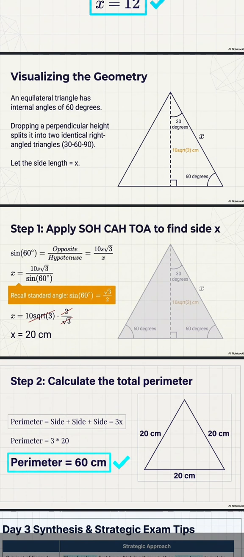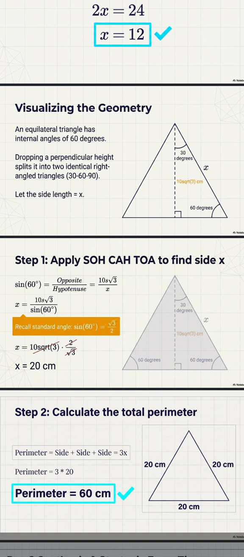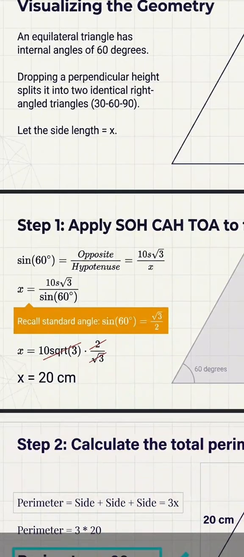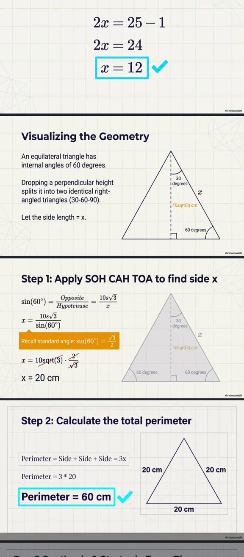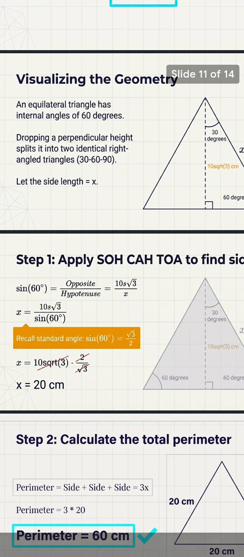Sine 60 is equal to opposite over hypotenuse, which is 10 root 3 over x. x is what we are looking for. So to solve for x, you cross multiply, and our x will be 10 root 3 all over sine 60. From the standard angles, sine 60 is equal to root 3 over 2. You can use the four-figure table if you like, and you still get it approximately. So substituting for sine 60, 10 root 3 over root 3 over 2.